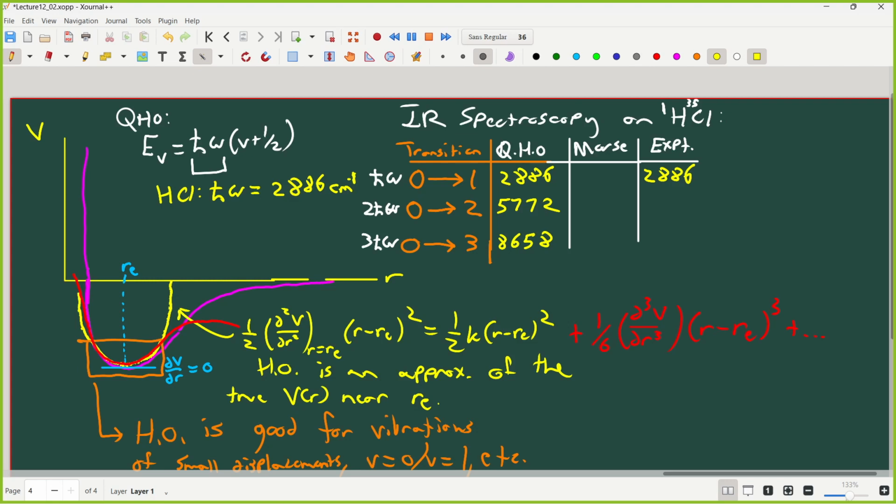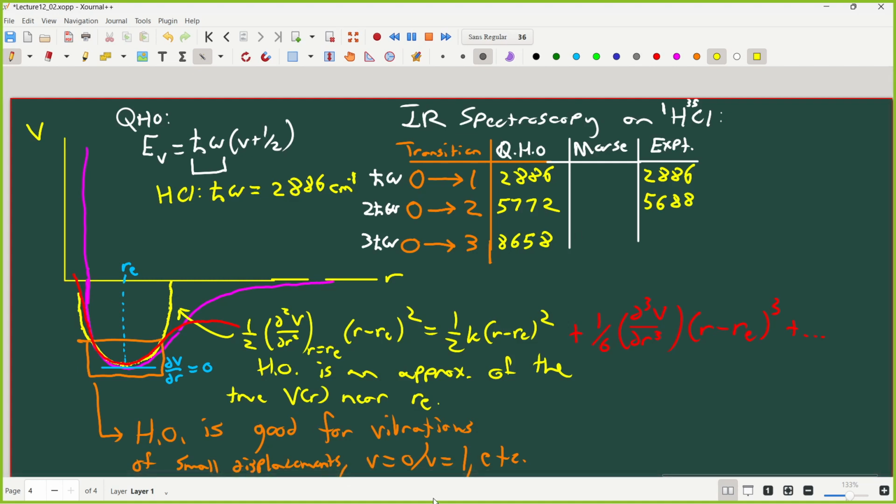It's where you start. Remember, v equals 1 is the smallest possible displacement we can make. But as we start to climb in energy, we get into the region where it becomes less harmonic, and things start to break down. So let's go up another factor of 2 in energy, to the next set. The experiment is 5688. As you can see, we're off by about 90 wave numbers now. So we've gone from perfect agreement to a 90 wave number disagreement, which again is not bad.